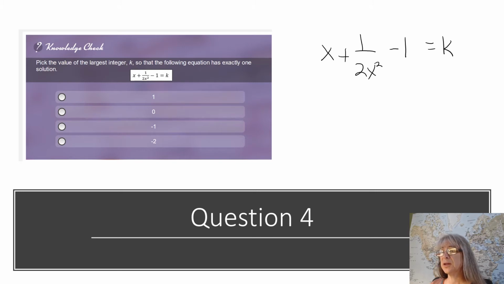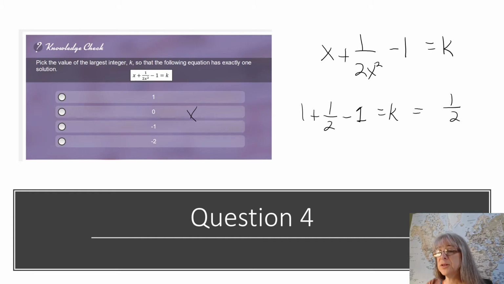So if I pick 0, I have an undefined function. So I can't pick that one. So I've already eliminated down to 3. And notice how I have 1, -1, and -2. Well, here I'm squaring it, right? And then I would subtract and add another negative. So I'm hesitant to pick that one. So if I picked 1, then I would have 1 plus 1/2 minus 1 equals k.